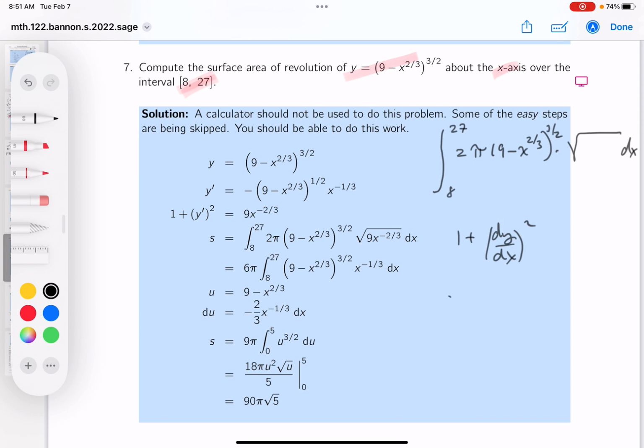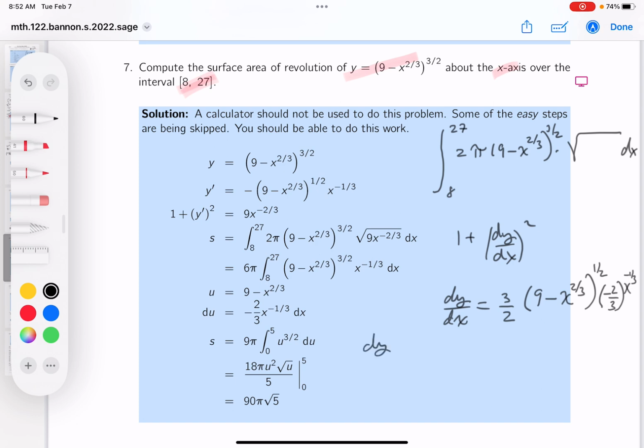So let's write the dy/dx down. And what do you get there? Let's take a look. You get 3 over 2, and then you get (9 minus x^(2/3)), and I've got to reduce the 3/2 by 1, which would be 1/2. Then I've got to do it with the inside. Wow, what's it going to be? Minus 2/3. And then what do you get? x to the minus 1/3. I've got to square that.